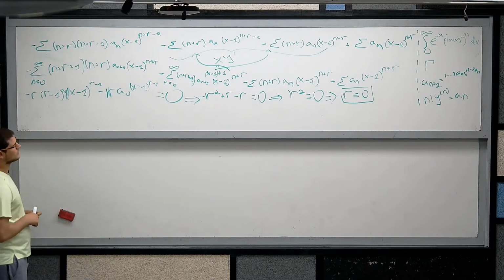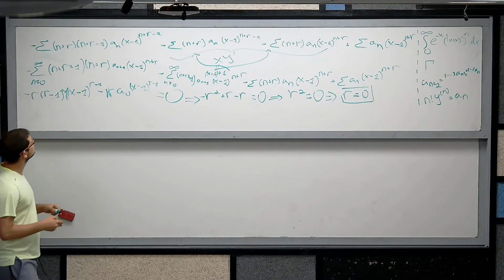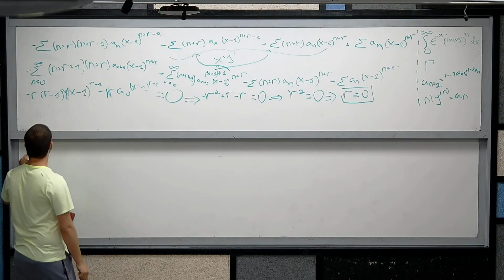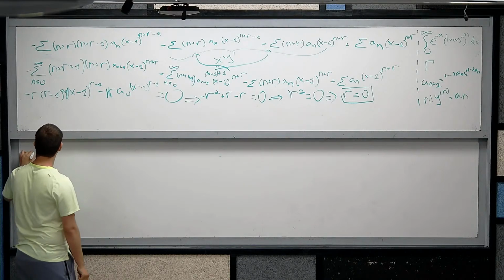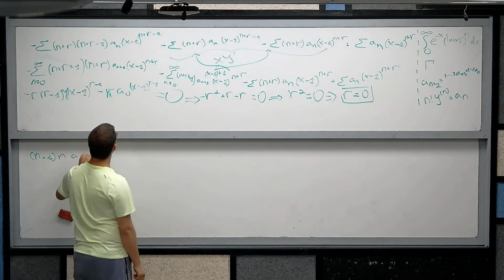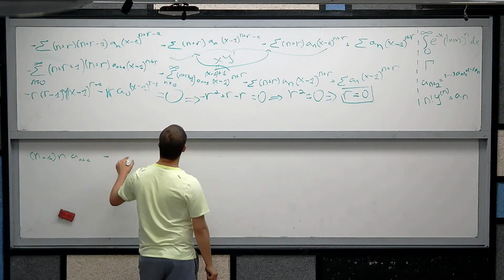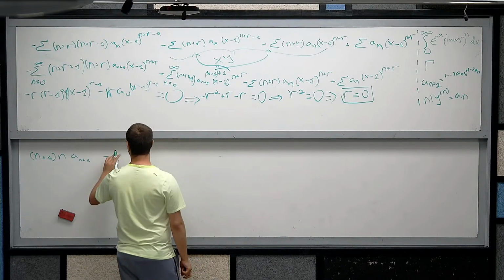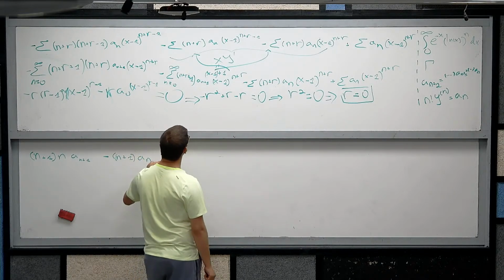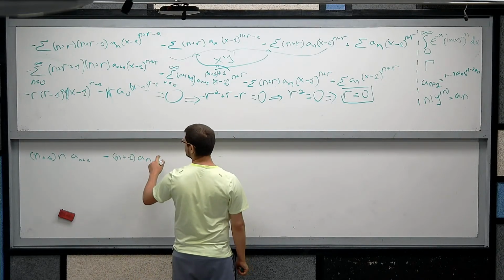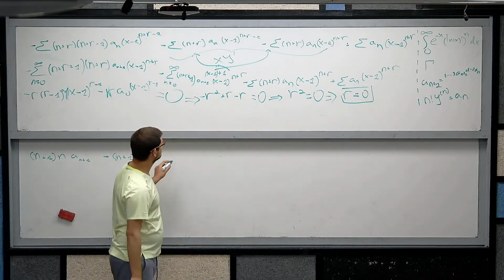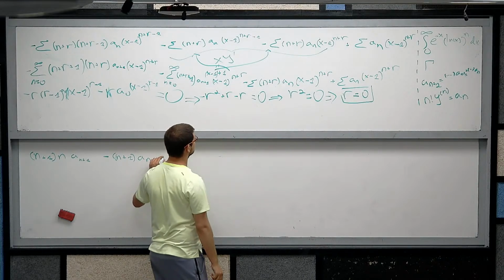So I get all the repeated roots, and let's look at that. Now we have n plus 1 times n a to the n plus 1 minus n plus 1 a n, and now what we have here is... wait, n plus 1.